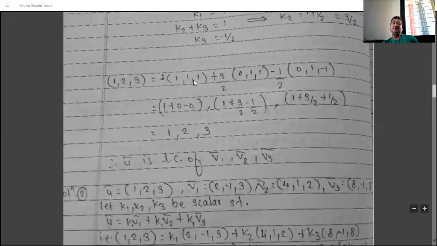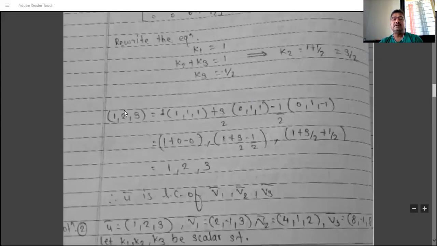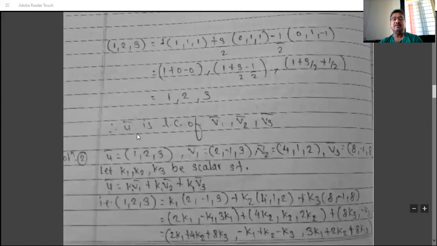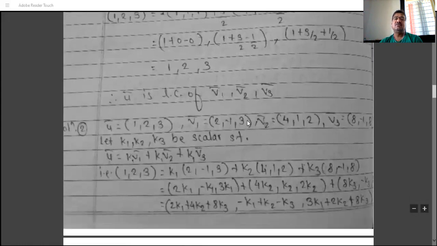So in order to check whether these k1, k2, k3 are correct, we have to tally this, that is we have to apply the definition of scalar multiplication and addition. We have the answer same (1, 2, 3). So after this we have the values of k1, k2, k3, therefore u bar is a linear combination of v1, v2, v3.